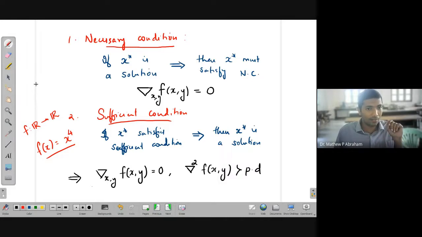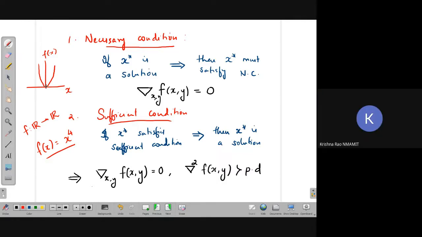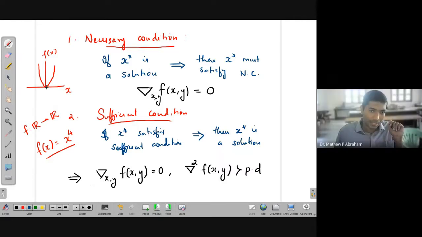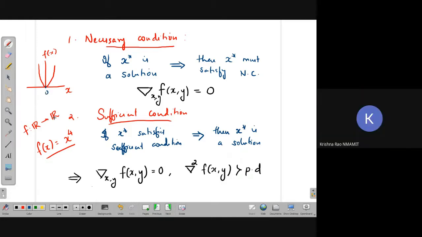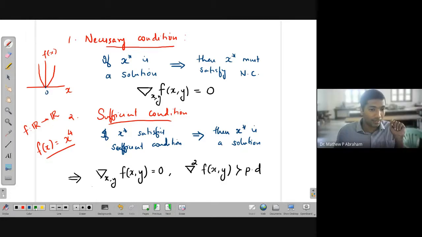So this function will look something like this. It is actually a steeper function like this. This is f of x, this is x. So what is the optimal solution to this problem? Origin. Yes, origin, or it is 0, right? So I am saying that x star equal to 0 is a solution to this problem. If these are necessary conditions, then it must satisfy these conditions.